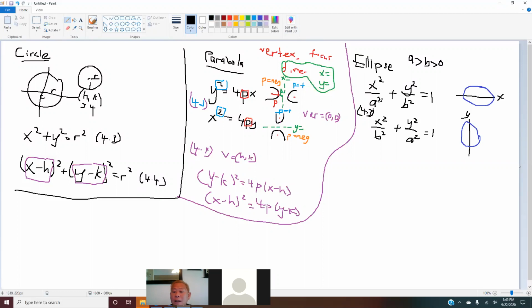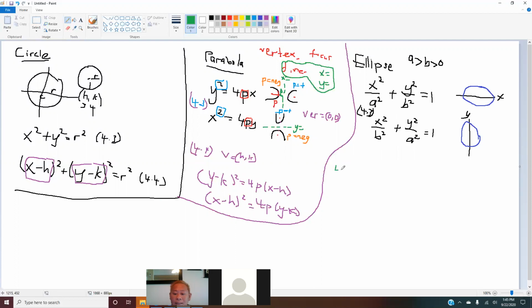So you look at a. In this case, a has to be bigger than b. So you look at these two numbers. Which one is the biggest one? If this is bigger than that, then it's on the x-axis. If your a here is bigger than b on the y, then it's on the y-axis. This is 4.3. So what happens in 4.4?